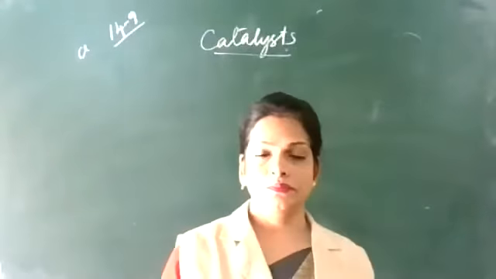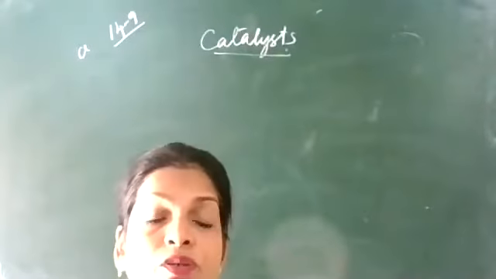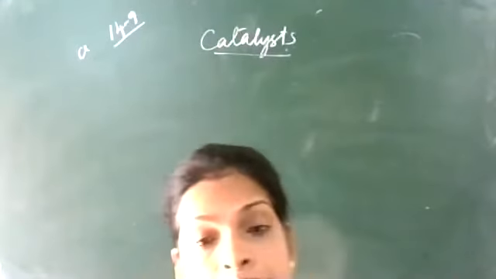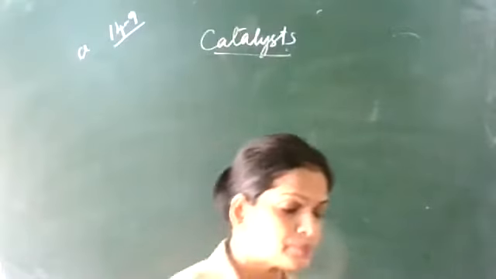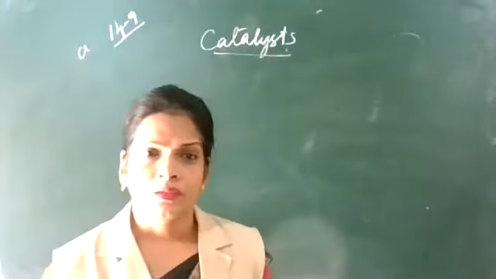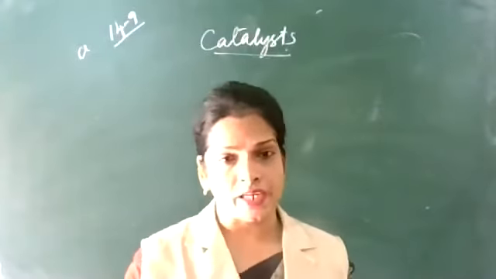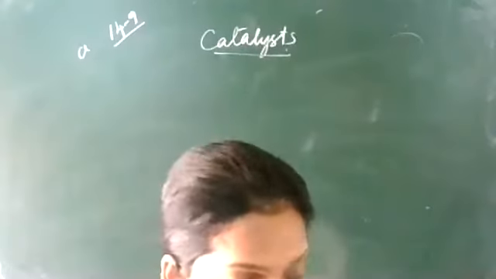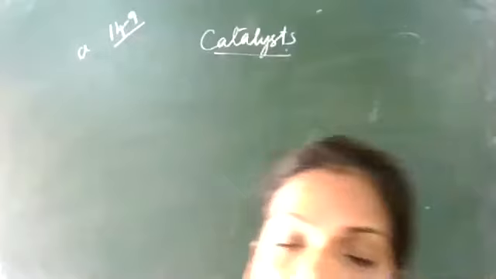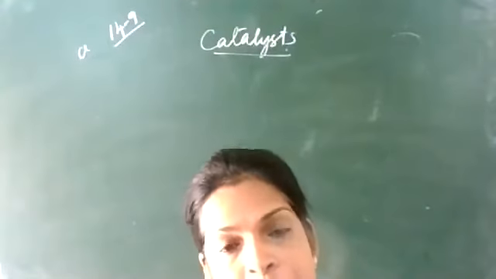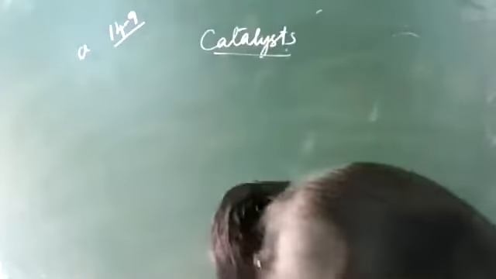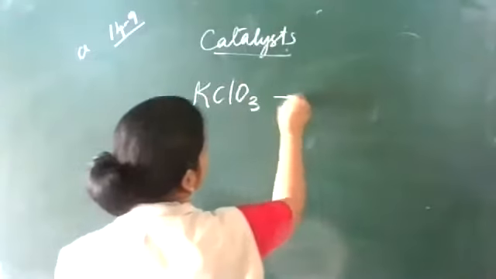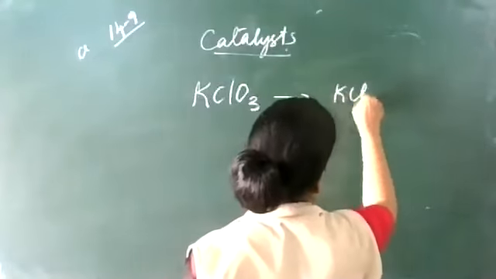We know catalysts are the substances which alter the rate of the reaction, but themselves do not undergo any permanent change. During a reaction, for example, in the decomposition of KClO3 into KCl and O2, MnO2 is used as the catalyst.